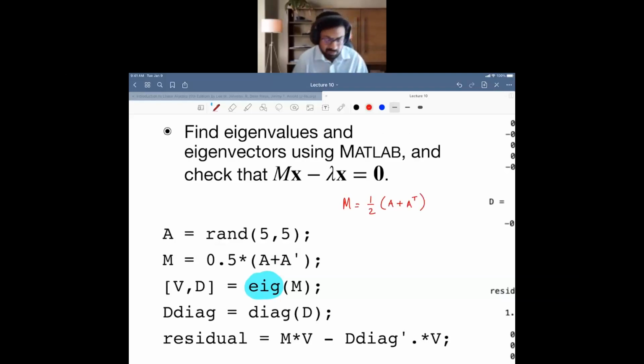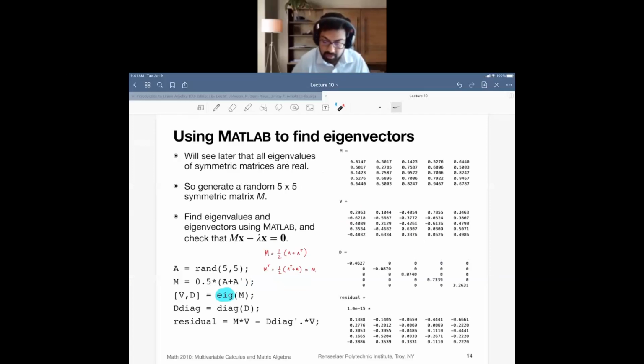And the reason why this is symmetric is because if you evaluate M transpose, it will be half of A transpose plus A, which is the same thing as M. So because M transpose equals M, you know that if I applied half of A plus A transpose, I would have generated a symmetric matrix in which all the elements were randomly distributed, like a uniform distribution between 0 and 1.